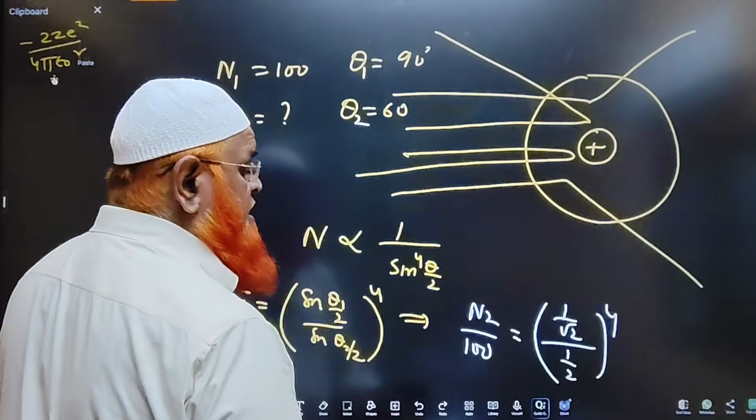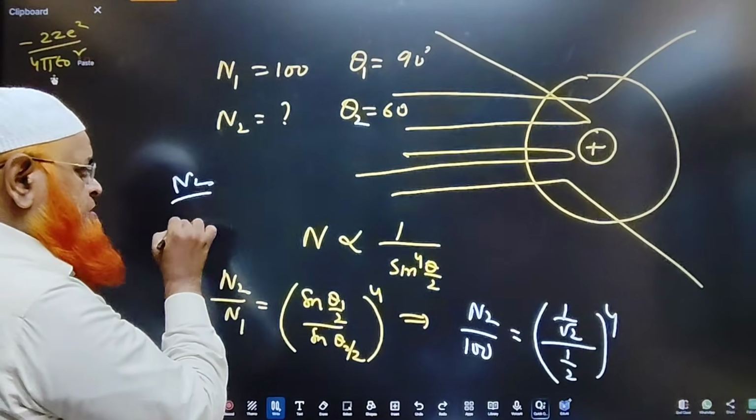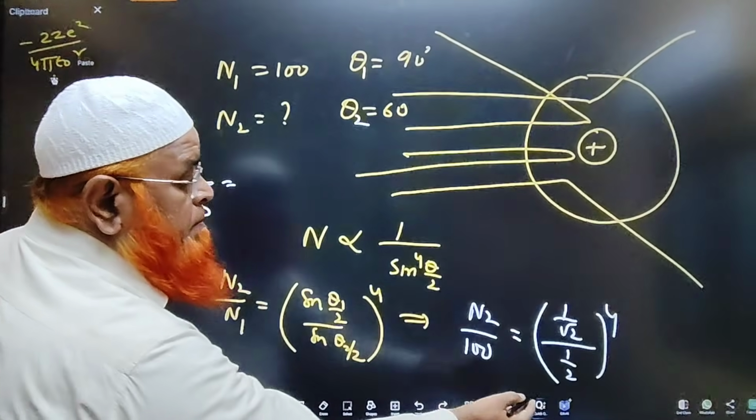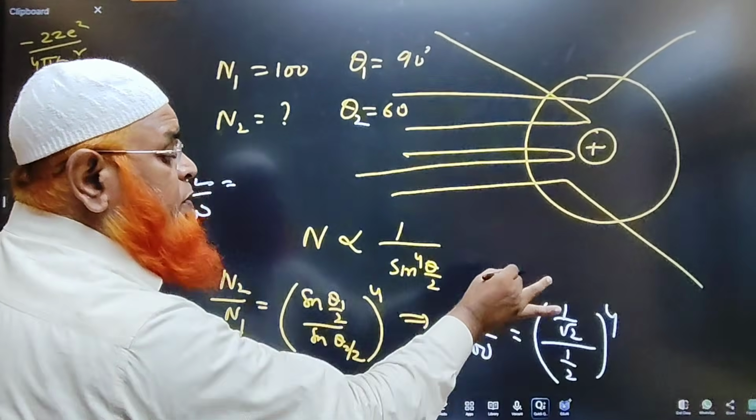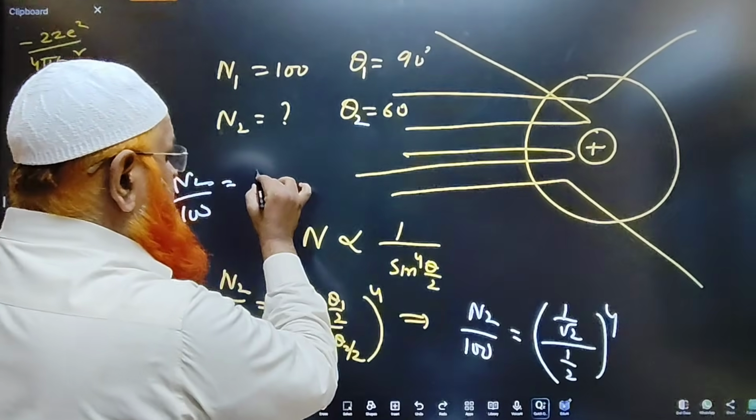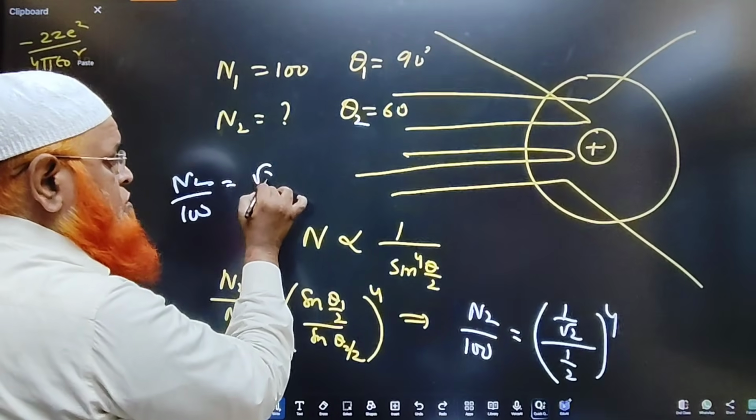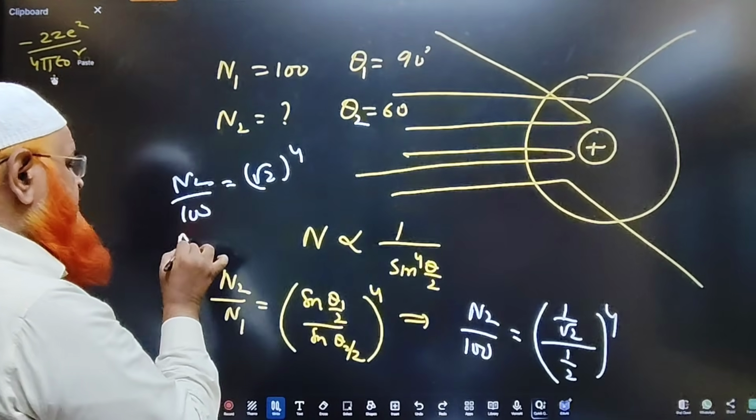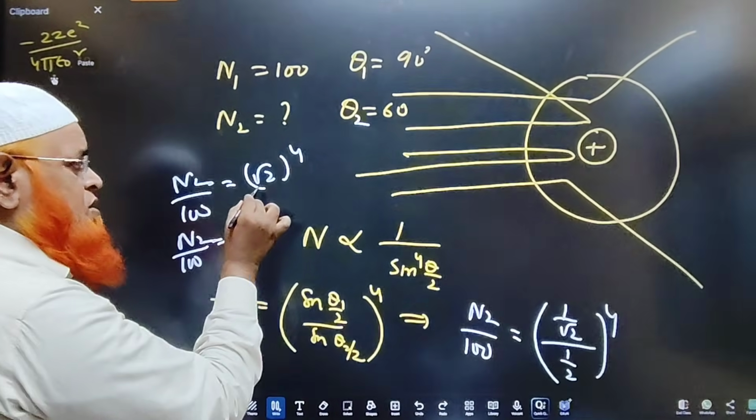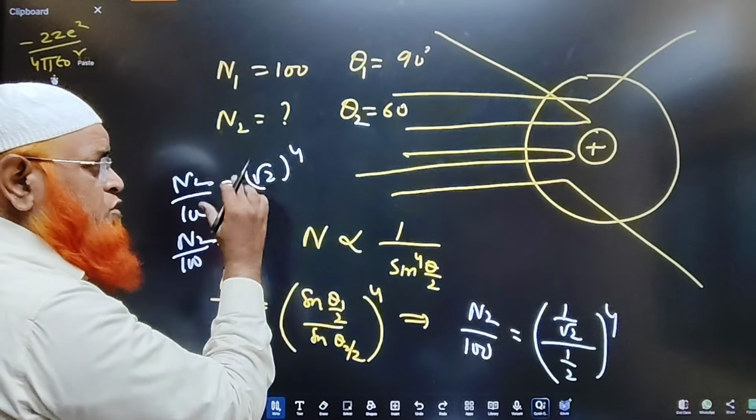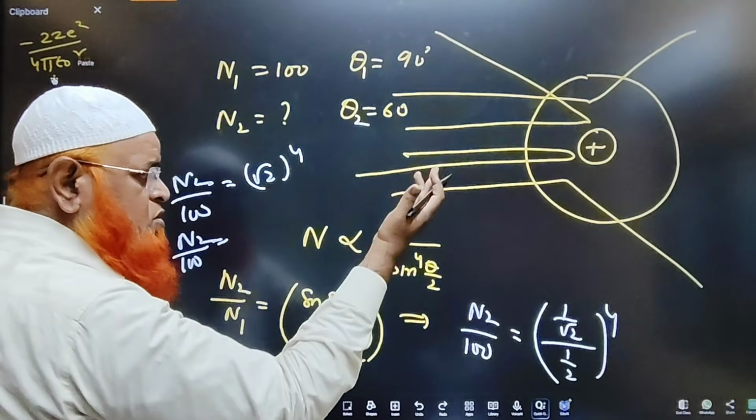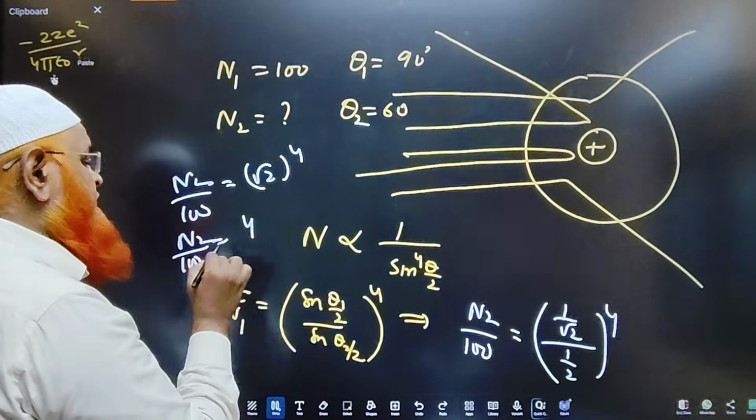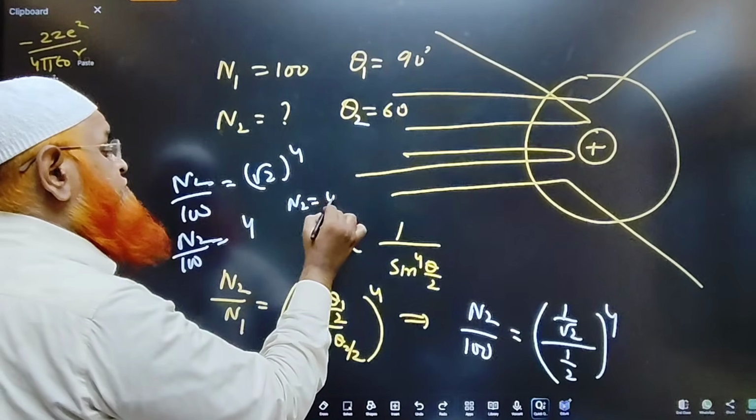So what do you understand from this? So n2 by 100 is equal to, the 2 goes up, root 2 comes up, here 2 by root 2, that is root 2, whole power of 4. So n2 by 100 is equal to root 2 power of 4, which is root 2 into root 2, that is 2, again root 2 into root 2, that is 2, 2 to the 4. So the number of scintillations is going to be 400.